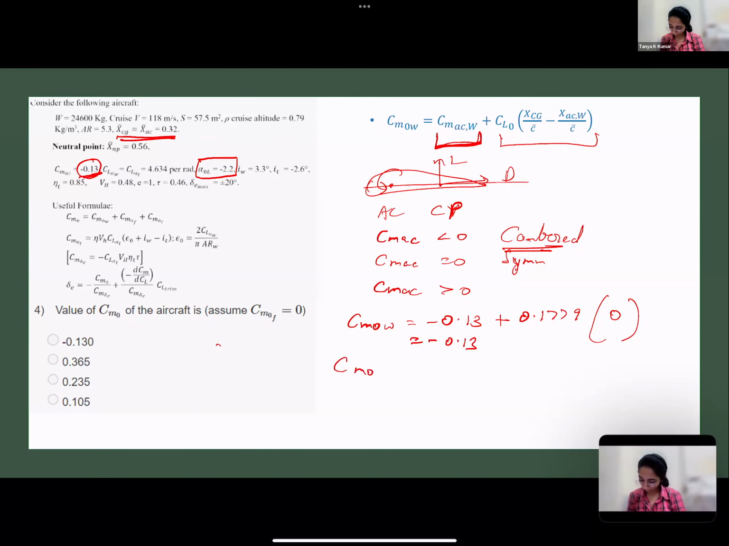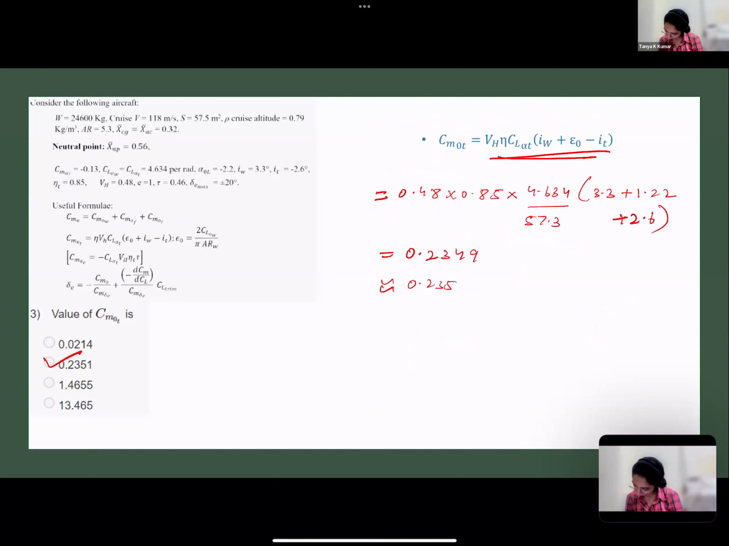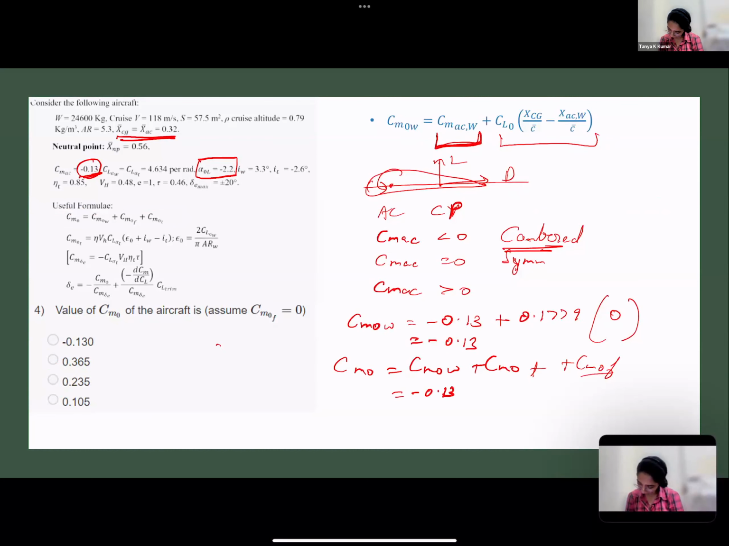Now the overall CM0 is CM0 wing plus CM0 tail plus CM0 fuselage. The fuselage is 0. CM0 wing is minus 0.13. Tail was 0.235. So the final answer is 0.105. Now your CM0 is positive for this entire aircraft.